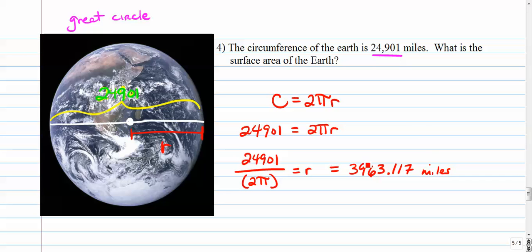The surface area from there is fairly simple. All you want to do is take 4 pi r squared. Use the radius above, and of course we're going to get a pretty humongous answer. This is the surface area of the Earth, and this is in square miles. And you're done.